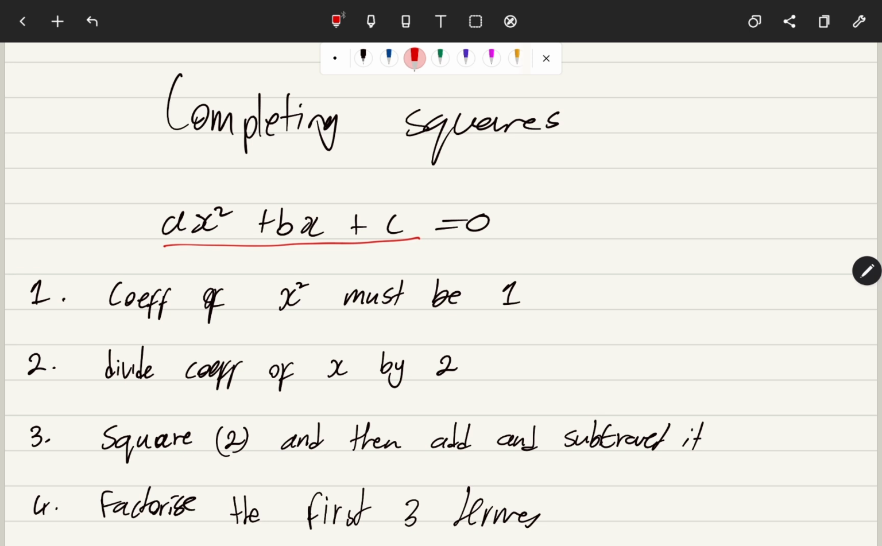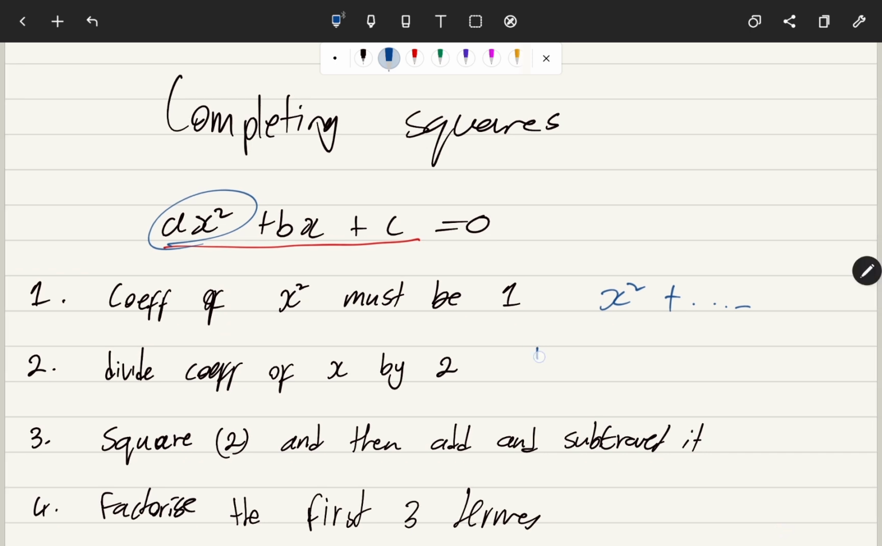So the first thing, you just want to make sure that the coefficient of x squared is what? Is 1. So here, what are you going to do in that case? You divide by a everywhere, so that you end up having just x squared plus whatever comes after here, right? That's the first thing you do. But if the coefficient of x squared is already 1, you don't have to do step number 1, you just go to step number 2, where you look at the coefficient of x. You take the coefficient of x and you divide it by 2. In this case we have b, so you say b divided by 2, just the coefficient, right?